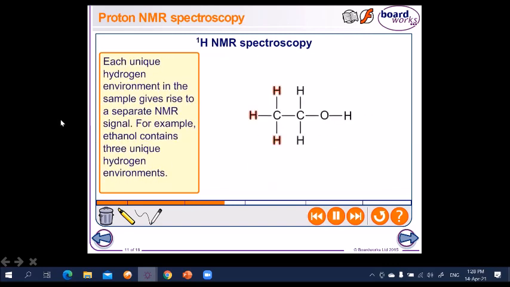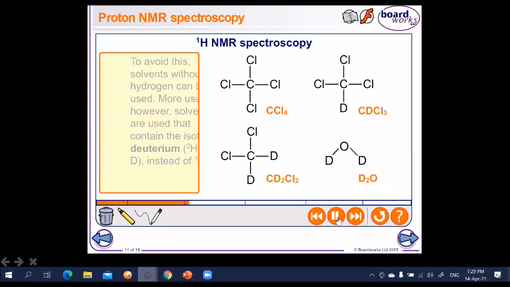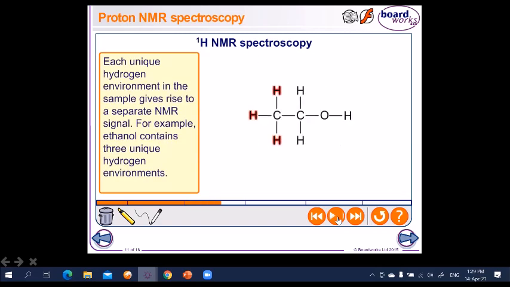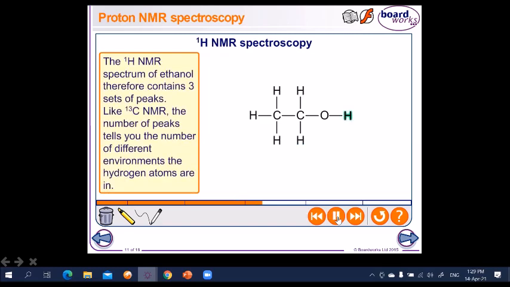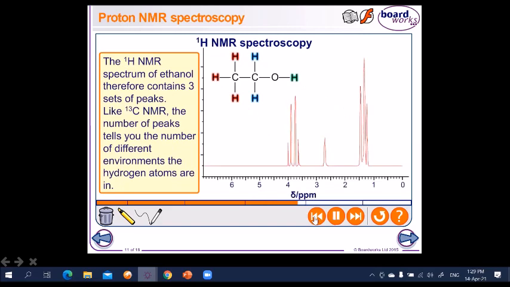Each unique hydrogen environment in the sample gives rise to a separate NMR signal. For example, ethanol, remember, an alcohol, contains 3 unique hydrogen environments. Let's go back and look at them again; they flashed it very quickly. The first one was red, that's 1 hydrogen environment. The next one is the 2 middle connecting hydrogens in blue. And the third one is the hydrogen all by itself attached to the OH.